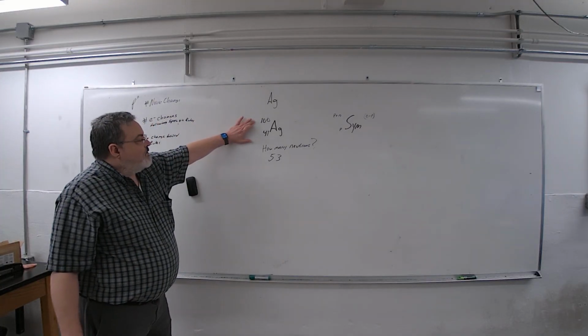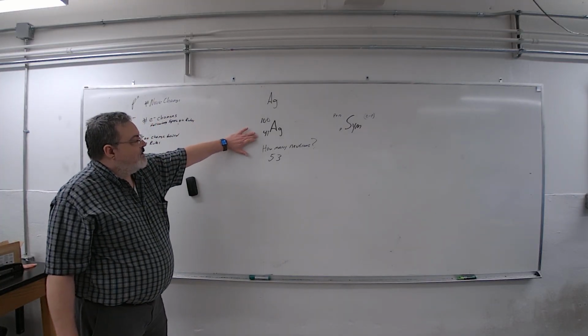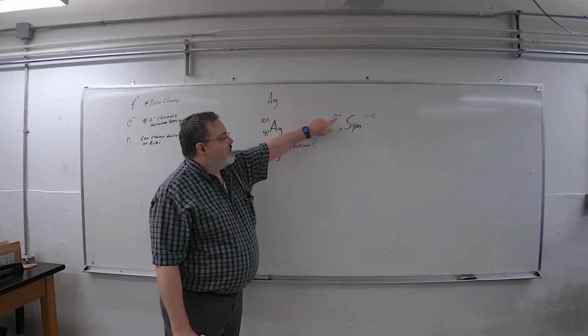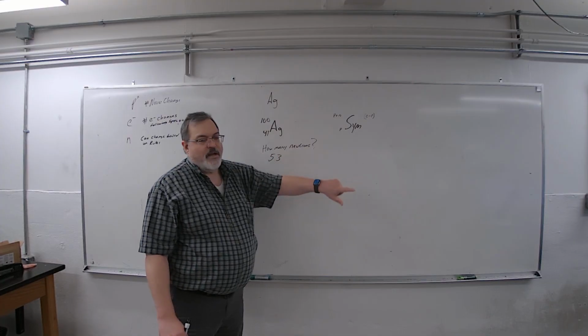This is protons plus neutrons. This is just protons. But because this is protons plus neutrons, and this is just protons, if you subtract protons from the number that's written up here, that'll tell you how many neutrons.